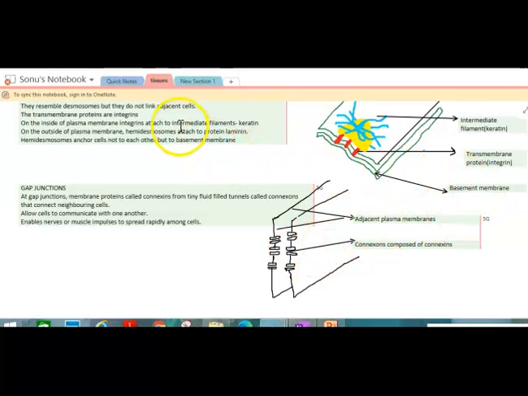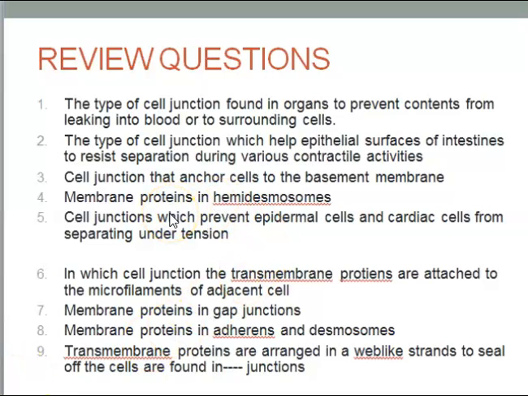So these are the five different types of cell junctions. I hope you understood the different types of cell junctions. The only difference is between the cytoskeleton structure and the transmembrane proteins, which are helping these cells to get anchored to each other or anchored to the basement membrane. So these are the five different types of cell junctions. Please go through these review questions and the answers are given in the next slide.